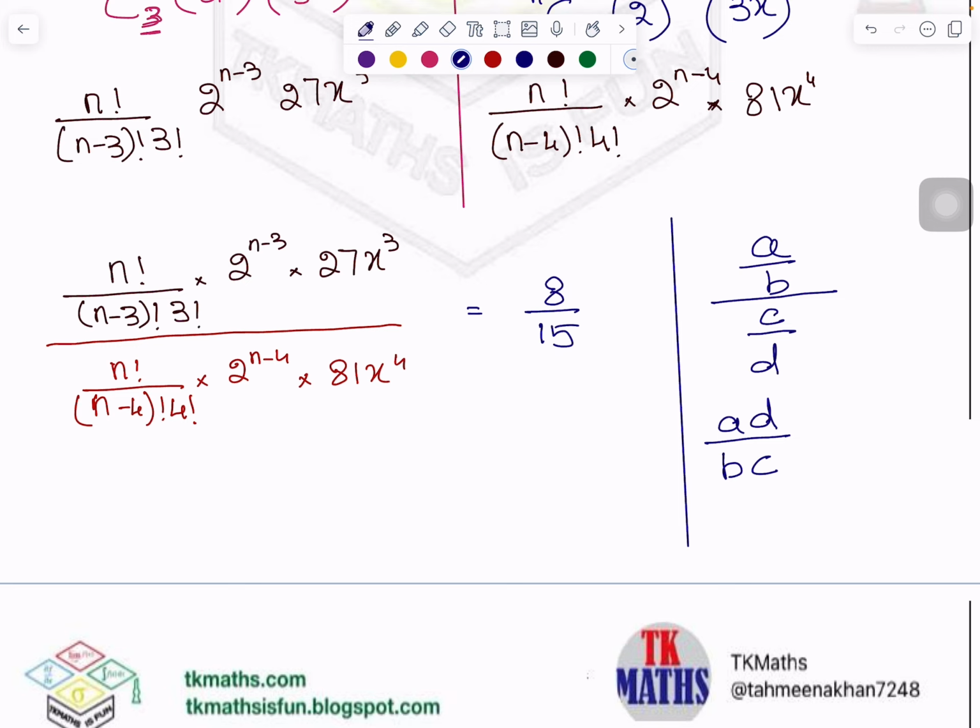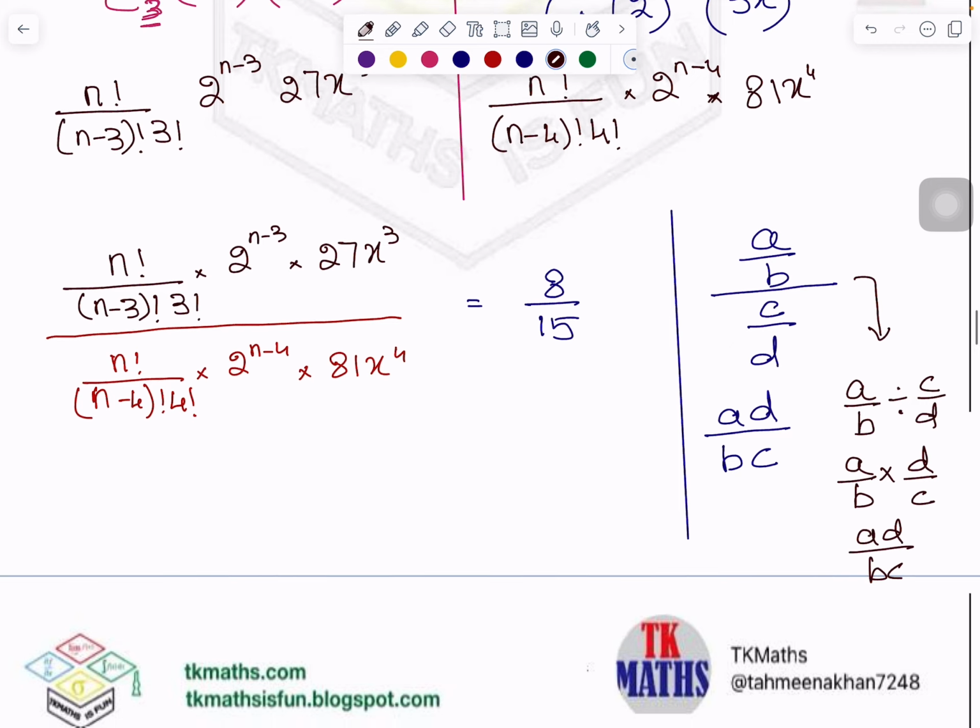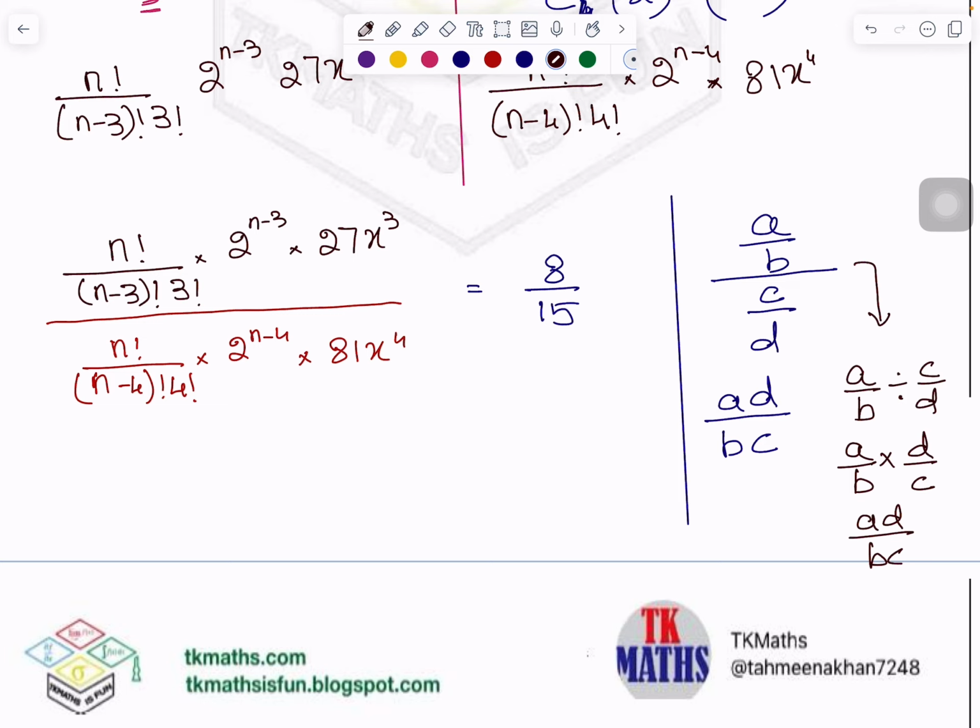It is because a over b divided by c over d, is this the meaning of it? Right? And when you change the division sign into multiplication, you flip and get ad divided by bc. So similarly, I will apply the same concept here. So now what will happen? I will write it stepwise.